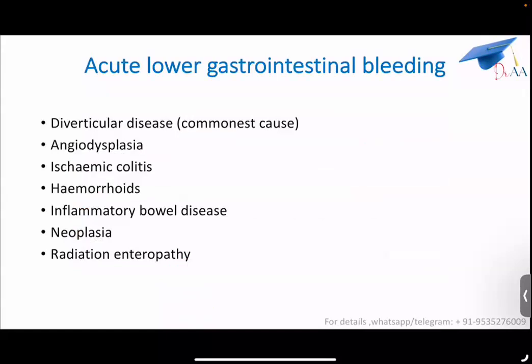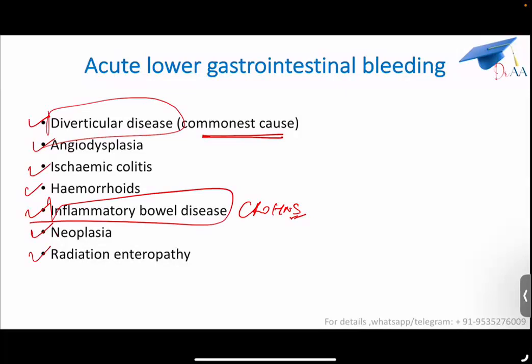Lower GI bleed is a low-yield topic because we rarely see any lower GI bleeds. Most of the time, these lower GI bleed patients will be stable. It's an upper GI bleed which causes hemodynamic compromise. What are the causes for lower GI bleed? It can be diverticulitis, the most common cause, or it can be ischemic colitis or hemorrhoids or inflammatory bowel diseases, especially Crohn's disease, or any CA colon especially, or any radiation enteropathy. Angiodysplasia also can cause it. The important ones are diverticulitis, inflammatory bowel disease, and cancer here.